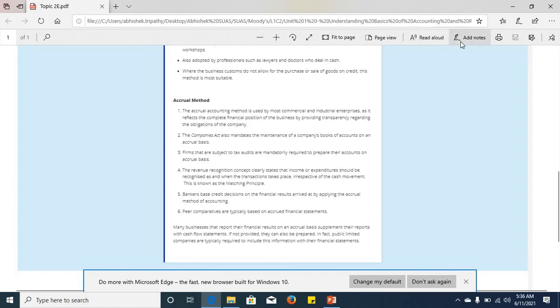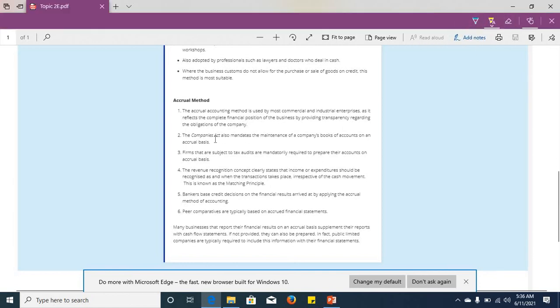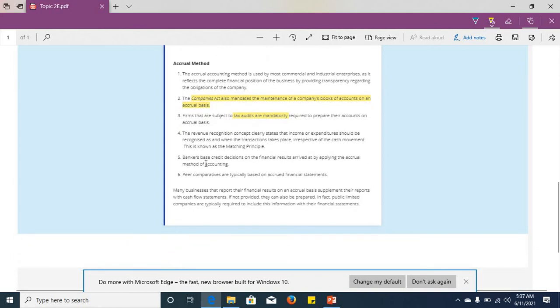The Companies Act also mandates this, so this is very important: maintenance of companies' books of accounts on an accrual basis. Firms that are subject to tax audits are mandatorily required to prepare their accounts on accrual basis. So tax authorities also require your accounts to be made on accrual basis.